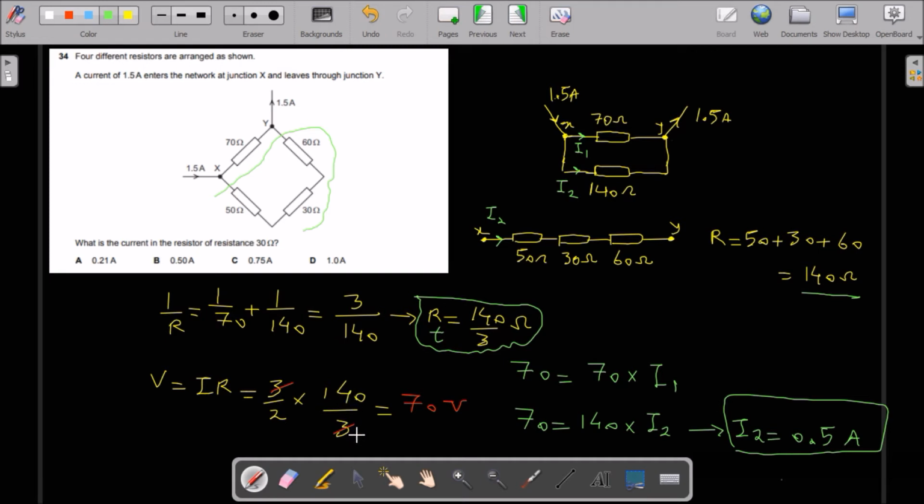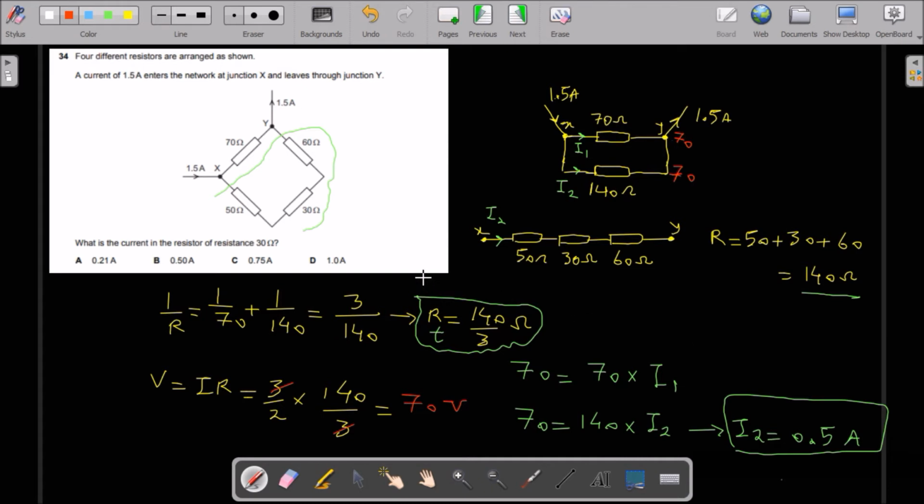If I simplify, voltage will be 70. So what does it mean? It means 70 volt will be up also for down part, also 70, because they are parallel. Now I can say that for upper part, 70 equals 70 times I1. For 140 ohm, I can say 70 equals 140 times I2. If I simplify, I2 will be 0.5 ampere.